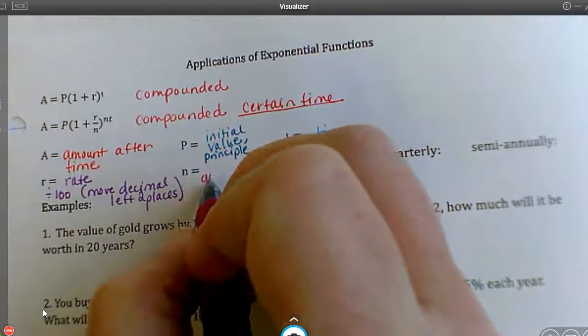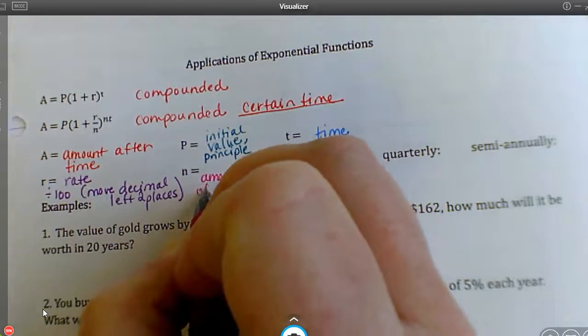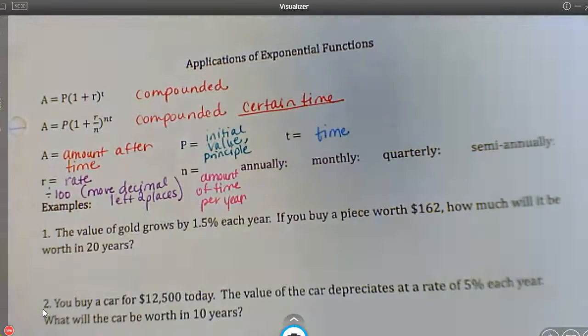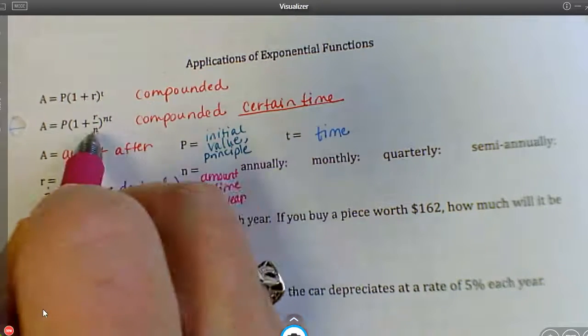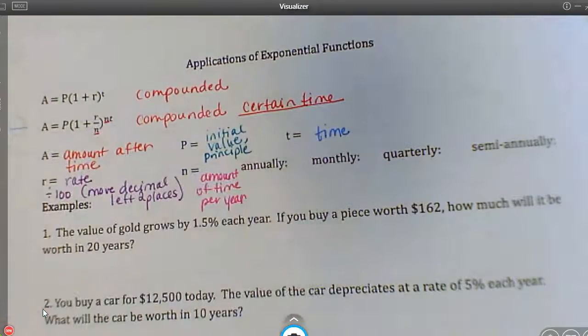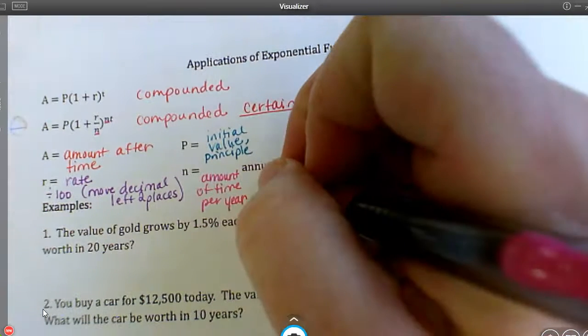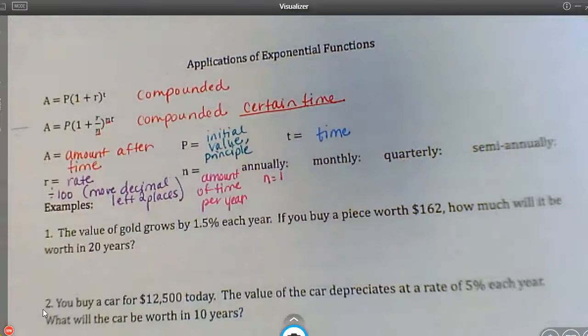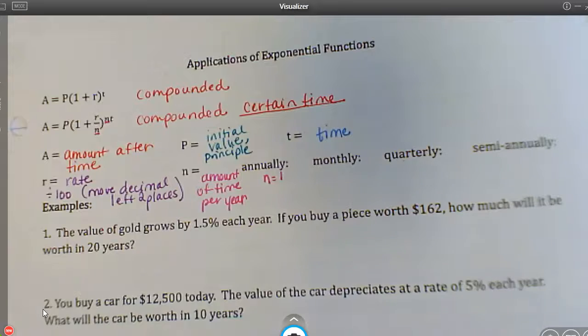N is the amount of time per year. And N is not in every question that you'll see. N only comes into play when you have the second equation that you have to look at. Okay? Annually means that N is 1. And that makes sense that if N is 1, you get that original equation, so you don't have to use that second equation. Monthly. When you think about monthly, you think, okay, how many months are there in a year?